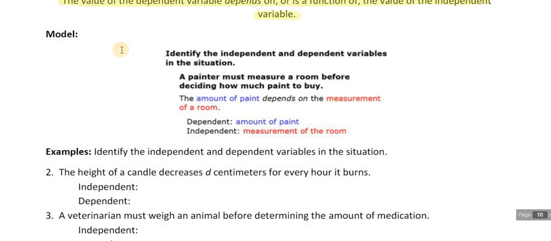Okay, so our dependent variable is the easiest one to identify first. That's going to be the amount of paint we need. The amount of paint we need literally relies on the size of the room. So the size of the room, the measurements of the room, would be the independent variable. Therefore, the dependent variable is the amount of paint.